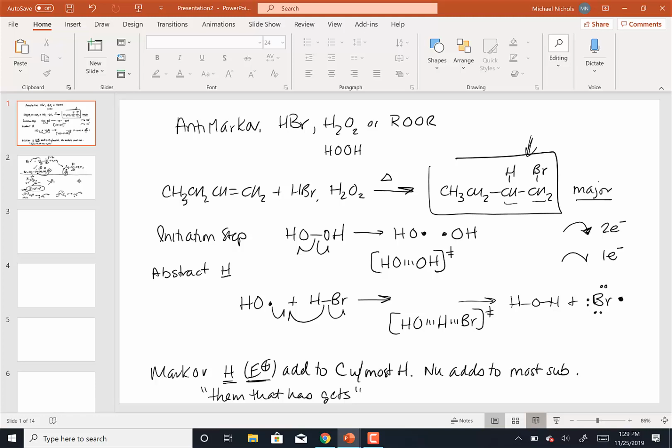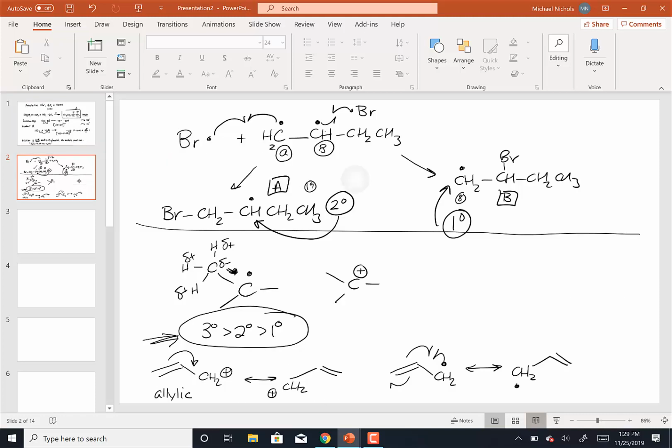Anti-Markovnikov. Okay. So what happens is this, that when you add the peroxide, it completely changes the mechanism by dissociating, grabbing a hydrogen off the bromine, and now changing what is adding to the double bond. It's not an H plus anymore, it's a Br dot.